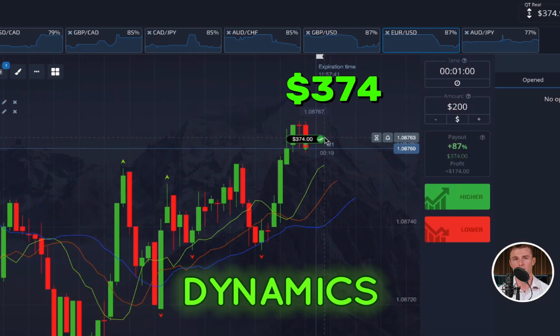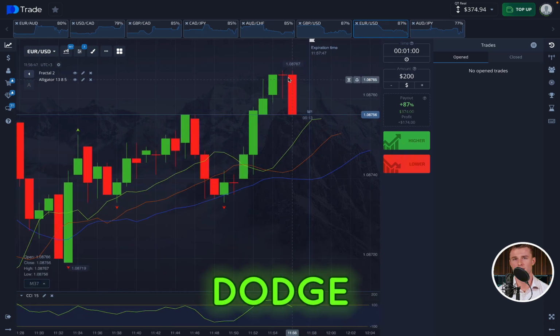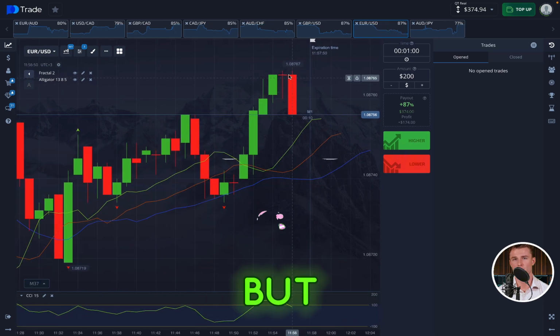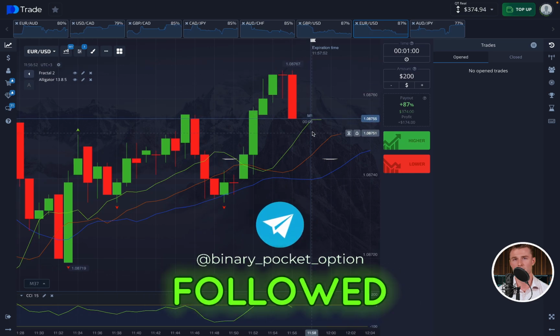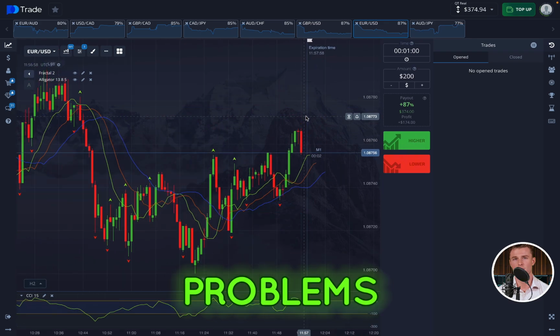Actually, the pullback dynamics was present, and at the beginning, the price stood still for a while. A dodge candle was formed, but still a directional impulse followed after that. Down, and I closed the trade in plus without any problems.